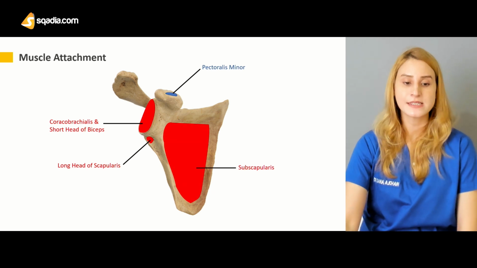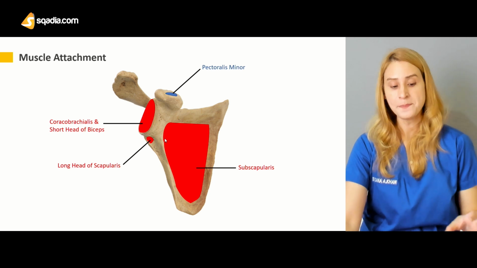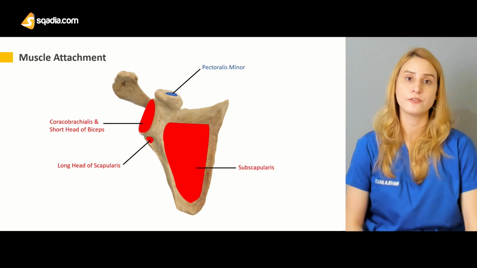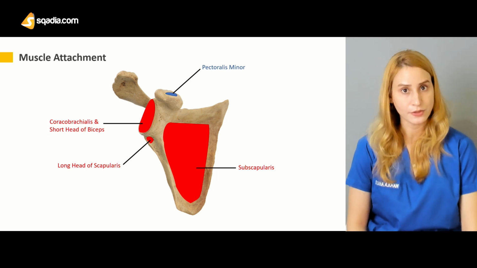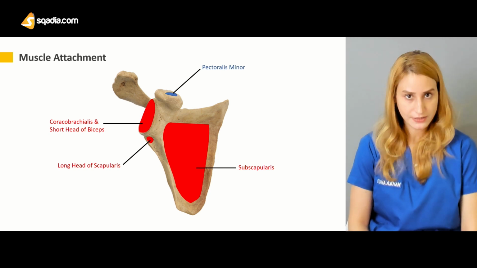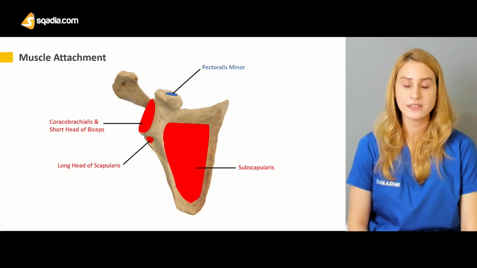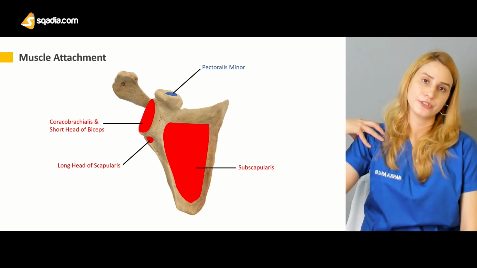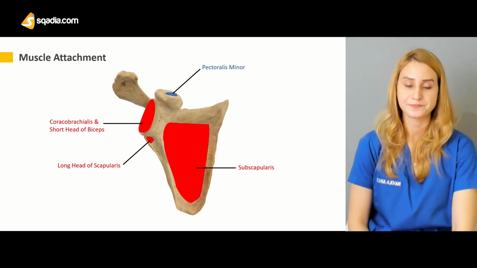Then you have this depressed central subscapular fossa, and at this depressed subscapular fossa there is the origin of the subscapularis muscle. It's a part of the rotator cuff muscles, which are subscapularis, supraspinatus, infraspinatus, and teres minor, and they're responsible for the rotational movements at the shoulder joint.